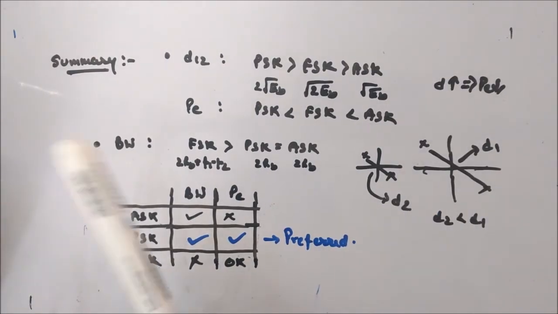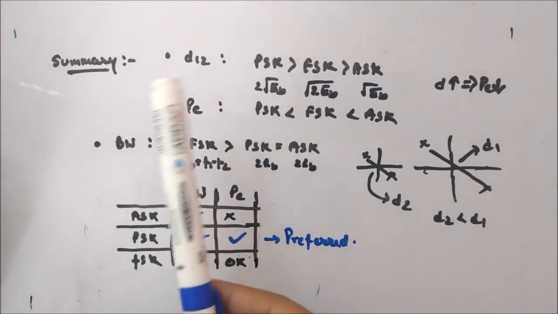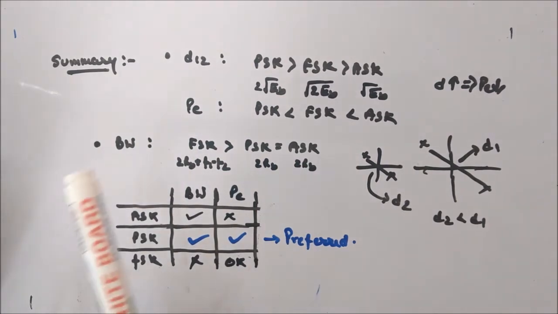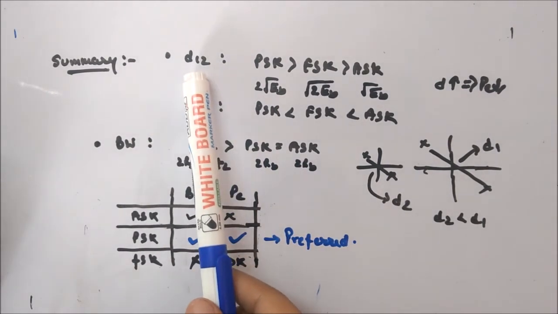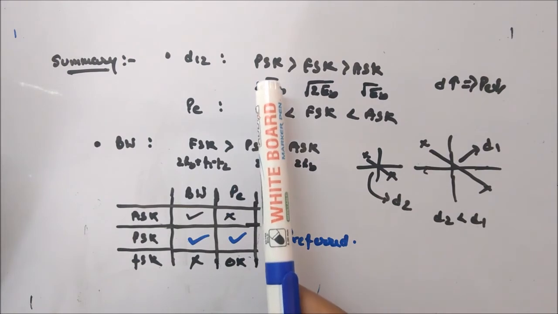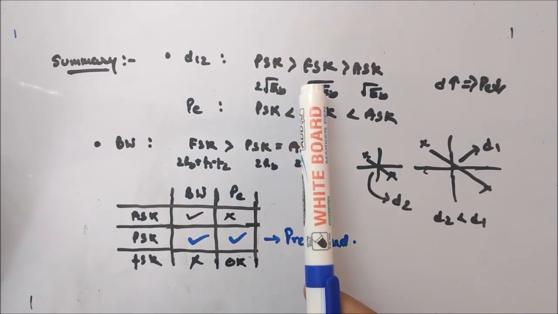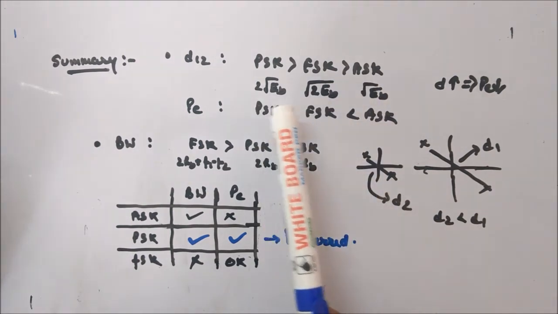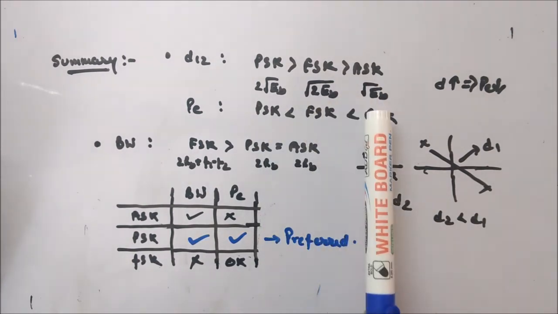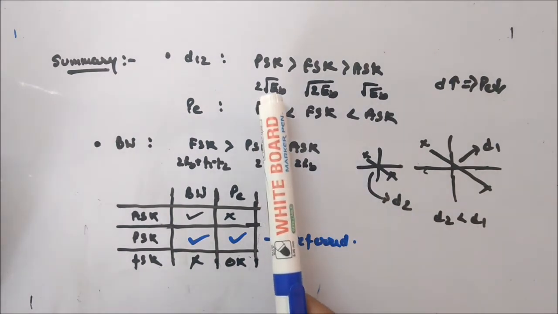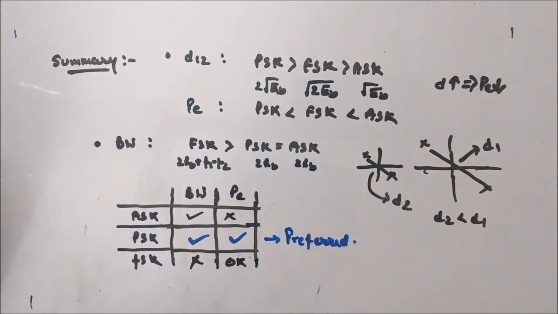Okay, so I will summarize now ASK, PSK and FSK. What we saw is that the distance between signaling points was maximum in case of PSK, then FSK, then ASK. It was 2 under root EB, under root 2 EB and under root EB. So maximum is for PSK and minimum is for ASK.